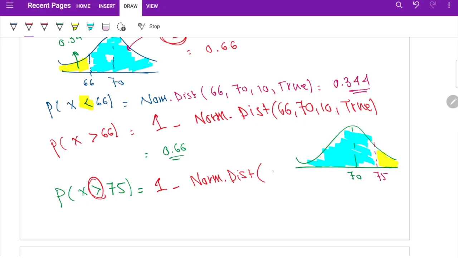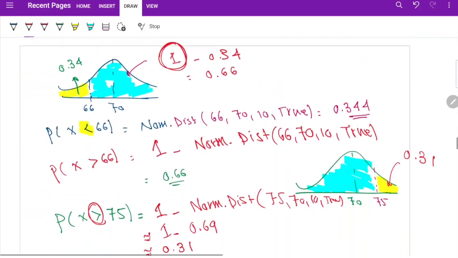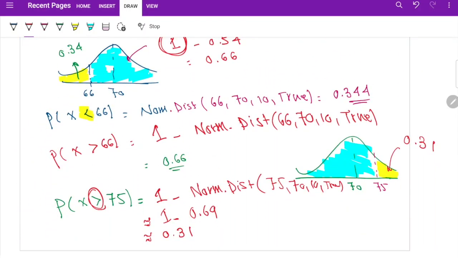Make sense? So this is 75, 70, 10, true. What do we get? 1 minus, let me change it here and get the answer. 69%. So 1 minus that is about 31%, right? These are approximate answers. So this area is 31%. So this is an example about how to standardize the values and how to find these areas. By the way, if you standardize x and use the norm.s.dist, this is also fine.